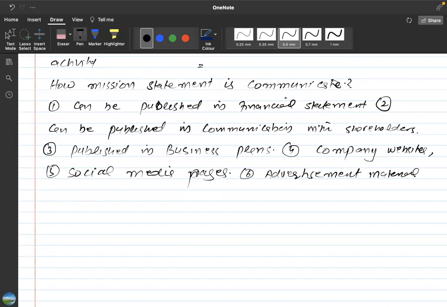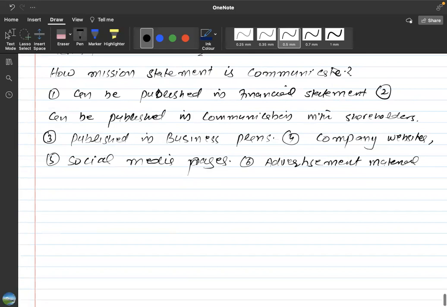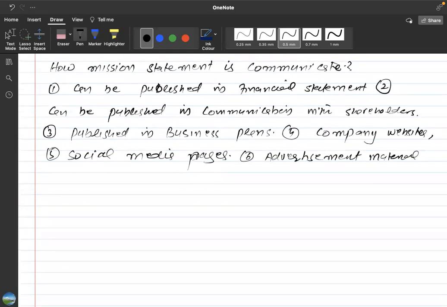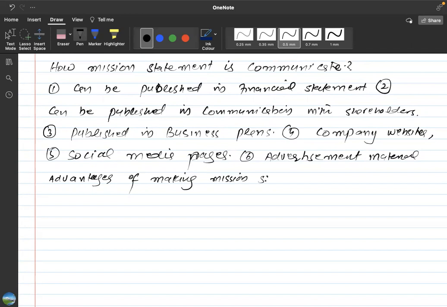For example, you can display it at the company's reception. You can display it during the meetings of the company so that people can read it during the meetings and all. So there are multiple ways through which the mission statement can be communicated to the different stakeholders. Now, what are the advantages of making a mission statement?